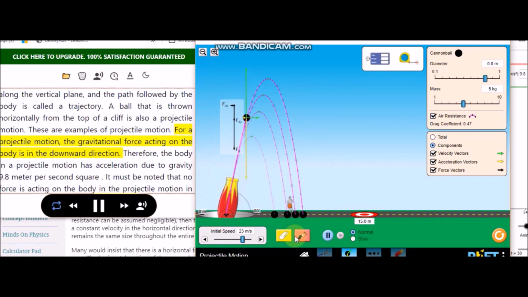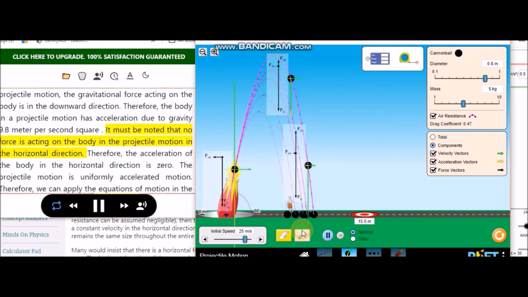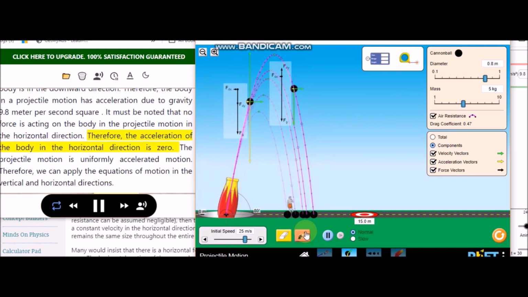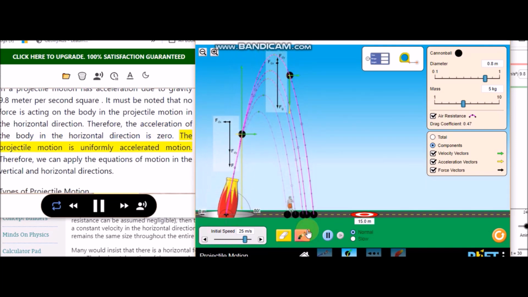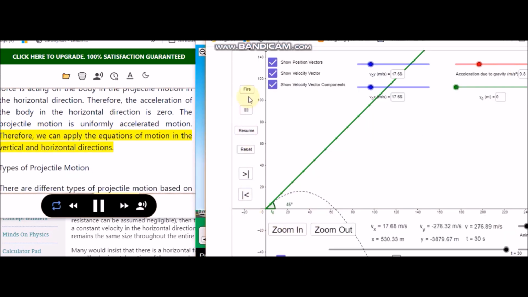For a projectile motion, the gravitational force acting on the body is in the downward direction. Therefore, the body in a projectile motion has acceleration due to gravity, 9.8 meter per second square. It must be noted that no force is acting on the body in the projectile motion in the horizontal direction. Therefore, the acceleration of the body in the horizontal direction is zero. The projectile motion is uniformly accelerated motion. Therefore, we can apply the equations of motion in the vertical and horizontal directions.